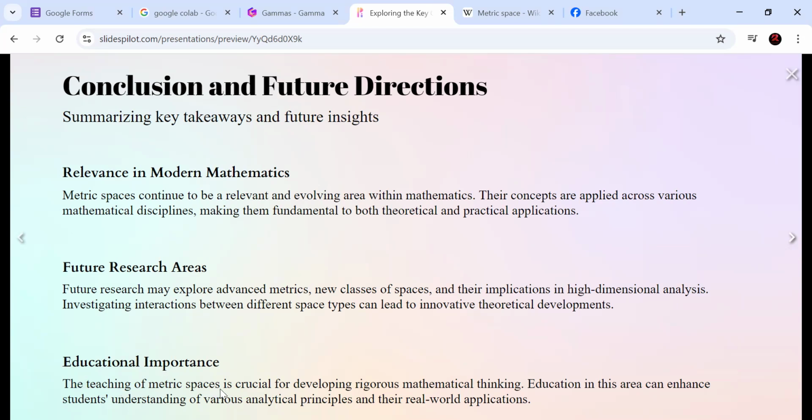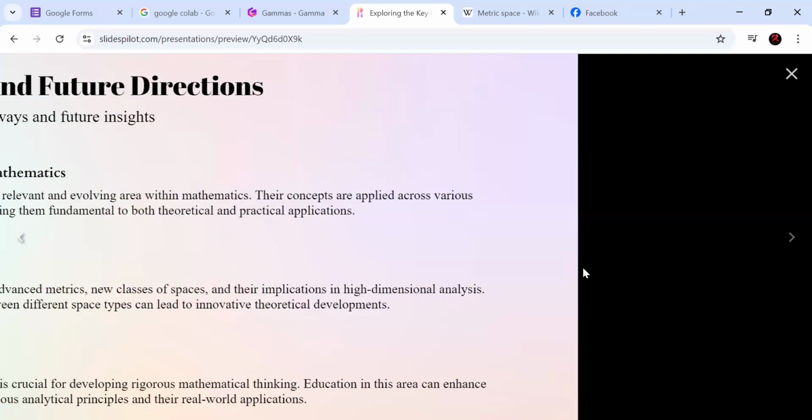Teaching of metric space is crucial for developing rigorous mathematical thinkers. Education in this area can enhance student understanding of various analytical principles and their real-world applications. So, that's it, I think.